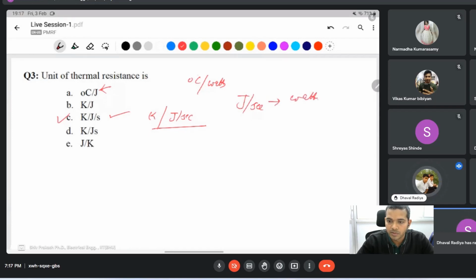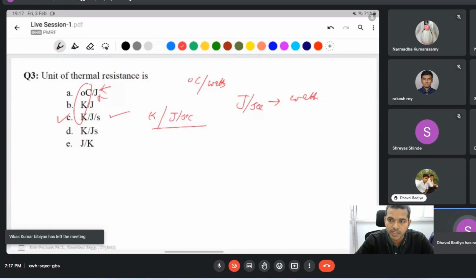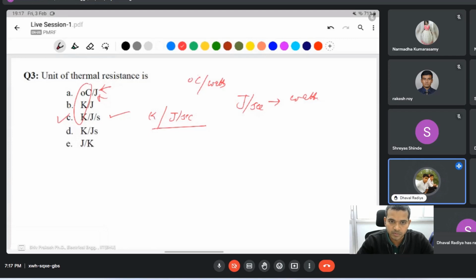Student: But sir, it will come in degree Kelvin, right? Teacher: Yes, you can use degree centigrade or Kelvin, you can change it. Don't worry, don't get confused by them. But here is the difference between joule and watt: both are different units. Joule is the energy unit, and watt is the power unit. Student: Okay, thank you, sir. Teacher: Okay, welcome.